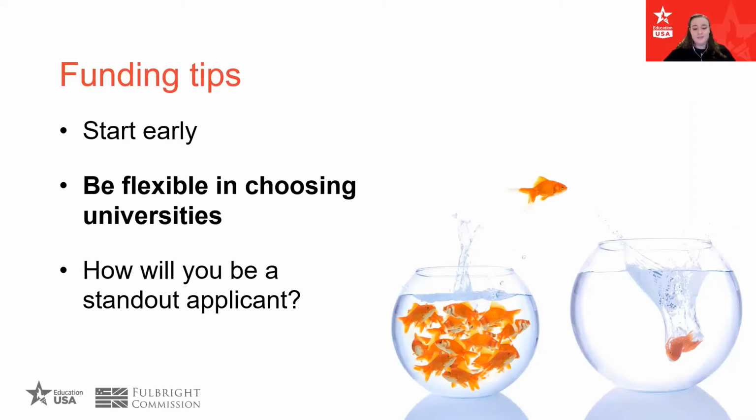And really think about how you're going to be a standout applicant, like the fish in the picture. You don't want to be a fish in an overcrowded bowl full of British applicants where you're not standing out. You want to be in the bowl where there's just you or 1 or 2 other people, where you can really stand out for your great qualities, and where you're going to be most competitive, not only for admission, but also for funding. Okay.